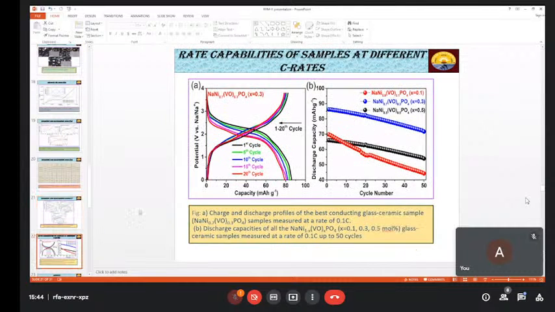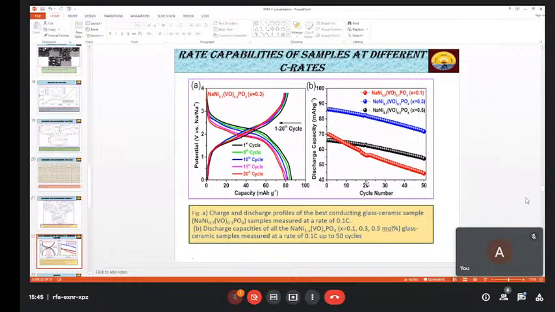From the previous values, I know the 0.3 sample is the best sample. So the same sample is taken with increasing cycles, from the first cycle to the 20th cycle. According to that, you can calculate the charging values and the discharging values, and how much retention of the discharge value there is in my samples.